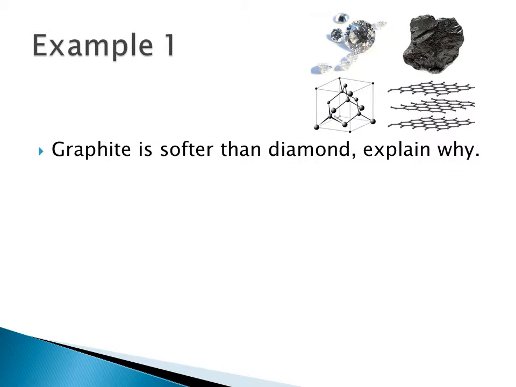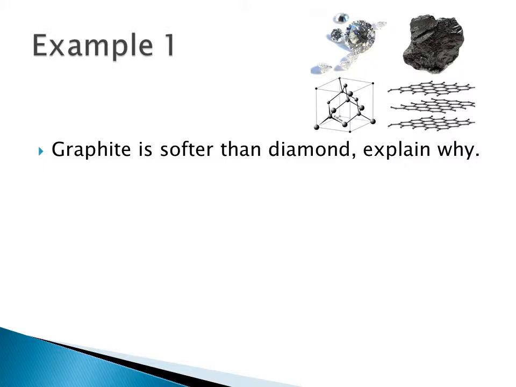So here's the question. Graphite is softer than diamond, explain why. Here is a picture of a diamond with its structure, and here's some graphite with its structure. Okay, so that's enough time for you to think about that, and hopefully you've had a go at it. Let's have a look at how I would answer this. My first thought: graphite and diamond are both made of carbon. You need to know that. That's one of the main facts in the syllabus.